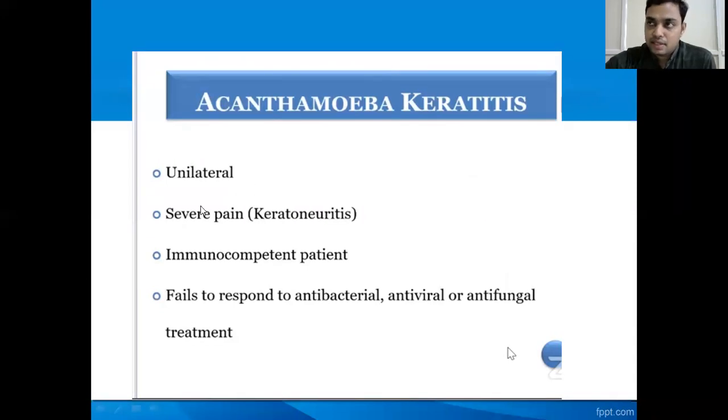So characteristic features of acanthamoeba keratitis: it is unilateral, like herpes simplex virus. This is a unilateral condition. It is associated with severe ocular pain because of the keratoneuritis, because it involves the corneal nerves. That is why severe pain is seen in these patients, and it is more common in immunocompetent patients. And it fails to respond to the traditional antibacterial, antiviral, antifungal treatment.